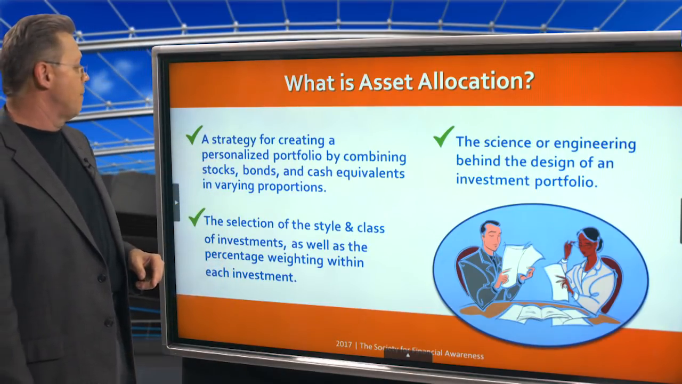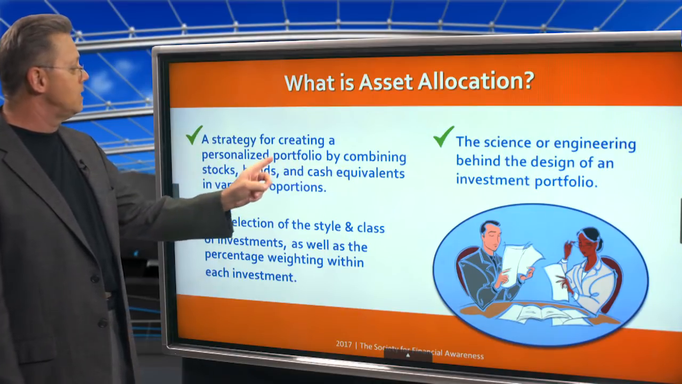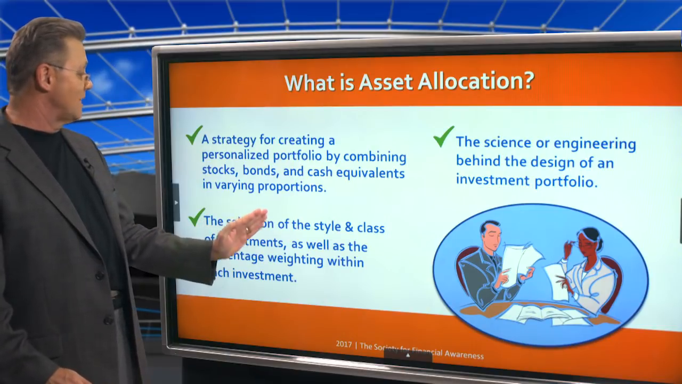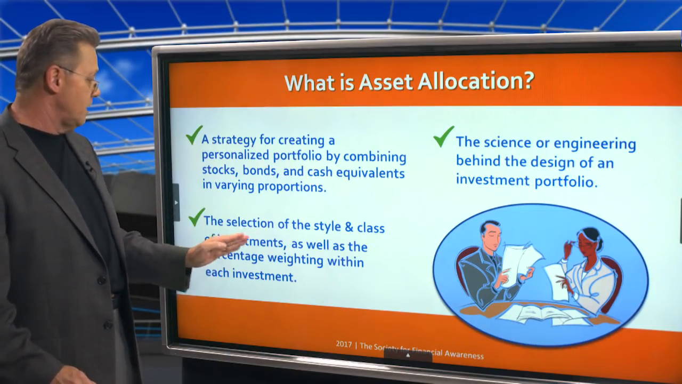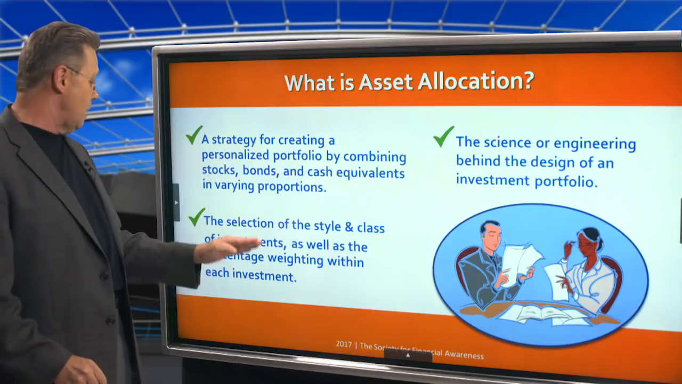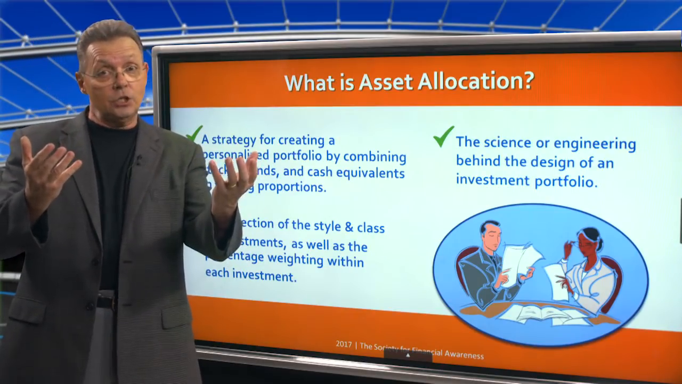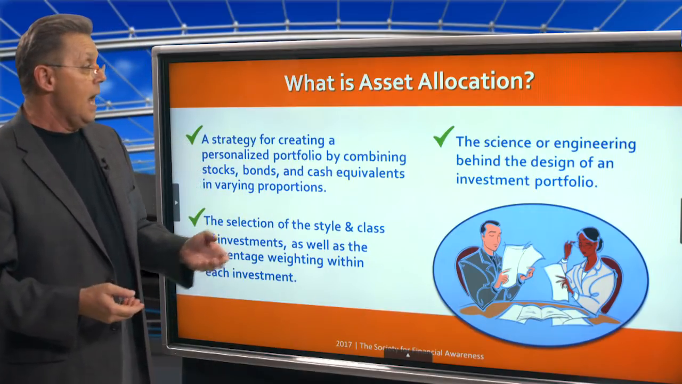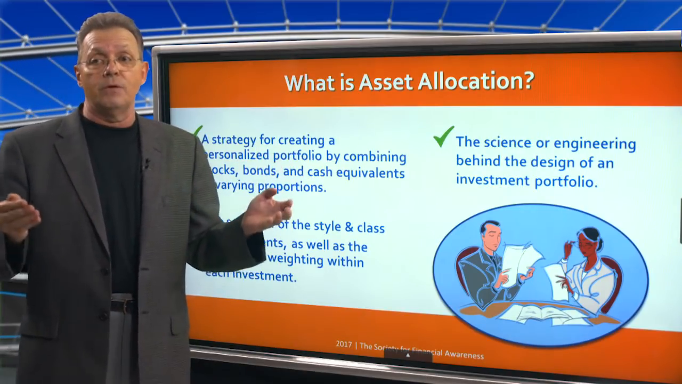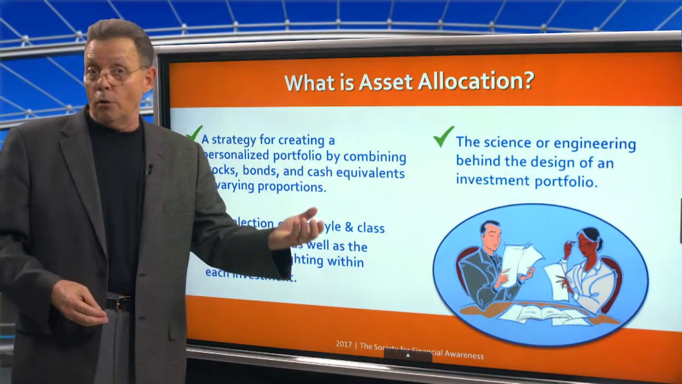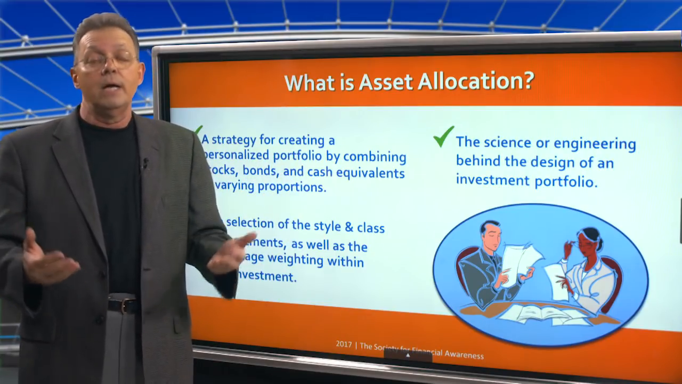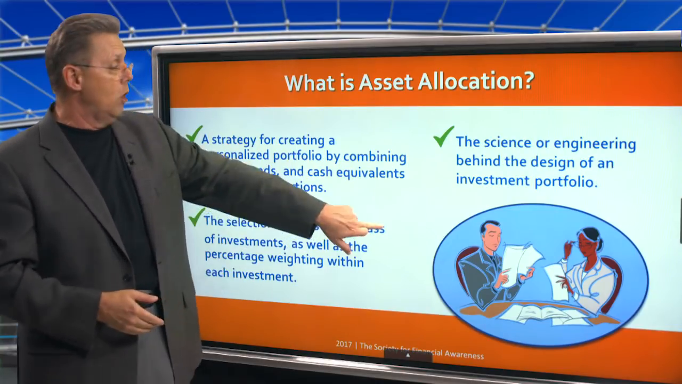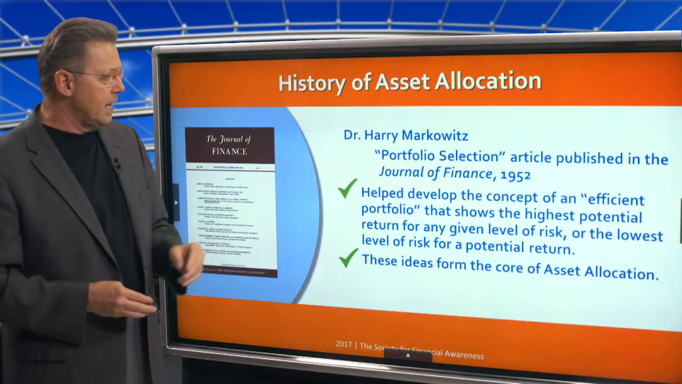Asset allocation is a strategy for creating a personalized portfolio by combining stocks, bonds, and cash equivalents in various proportions. The second is the selection of the style and class of investments as well as the percentage of weighting within each investment. Classification and the weighting. Again, your advisor can walk you through the mechanics and the definitions, and the science or engineering behind the design of a portfolio. Some people like Monte Carlo theory. They like the asset allocation theory that they present to their clients as a way to invest in the long haul.